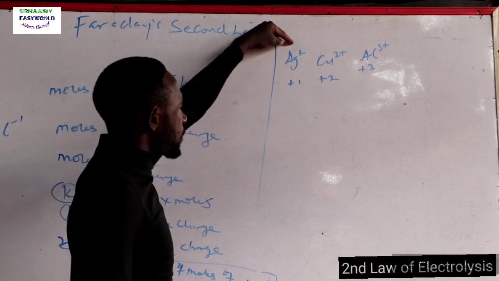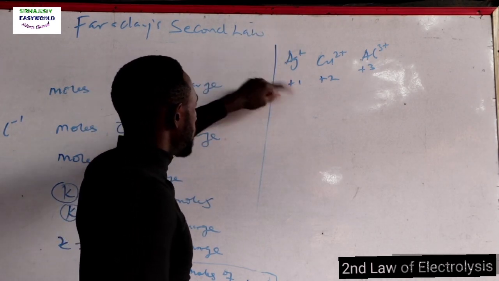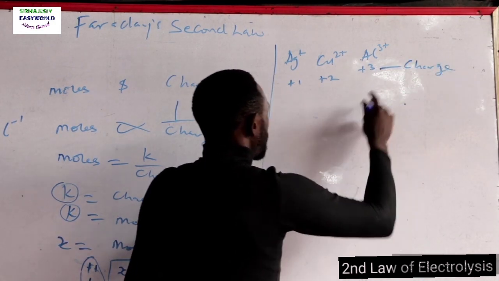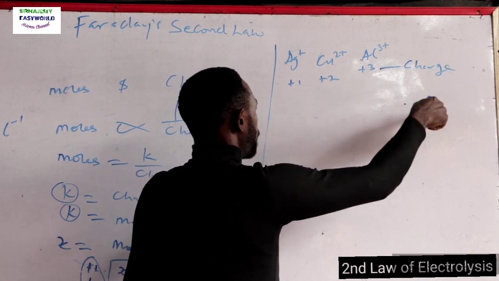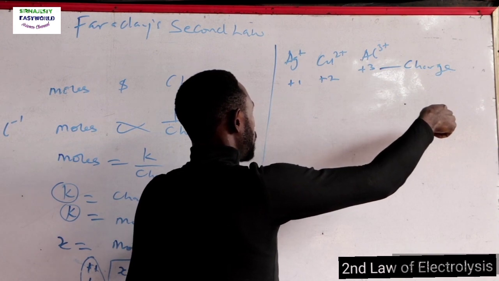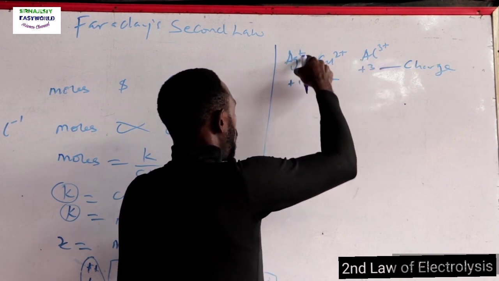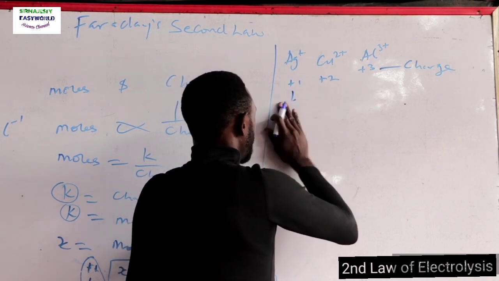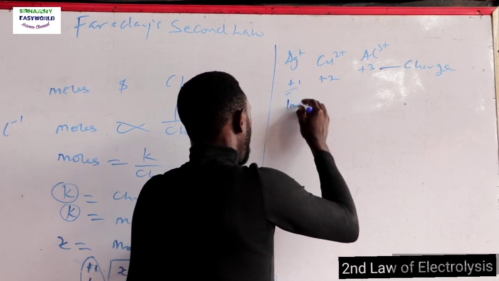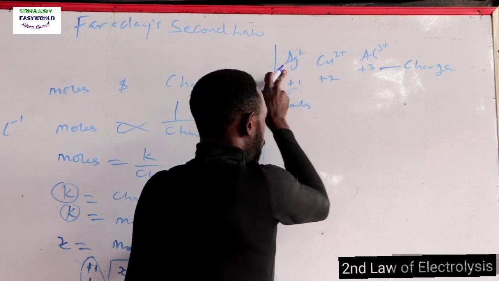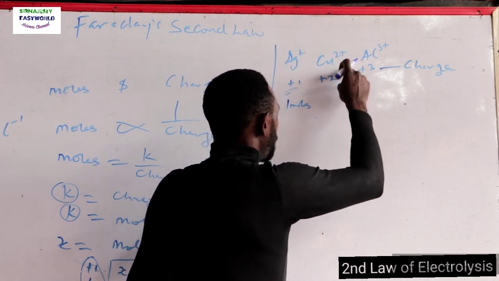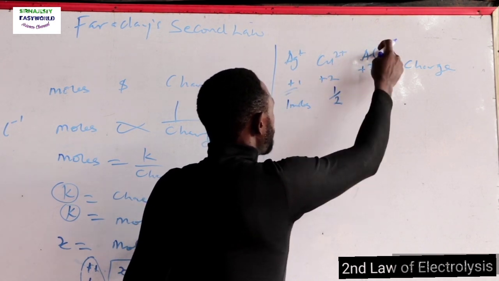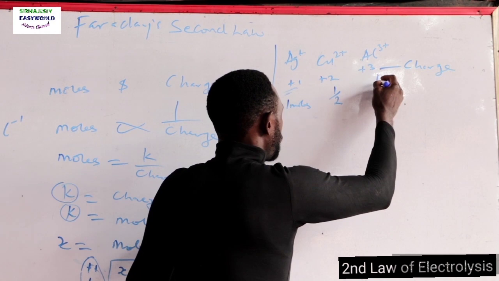Then, can we take the inverse? The inverse of 1 is 1 over 1, which is 1. Remember, this is charge. Let's now see mole. They say that mole is inversely proportional to charge. So what's the inverse of 1? 1 over 1, which means 1 mole. We are taking a look at 1 mole. It means that if 1 mole of silver is produced, how many moles of copper will be produced? You take the inverse of this charge, which is 1 over 2. The inverse of 3 is 1 over 3.